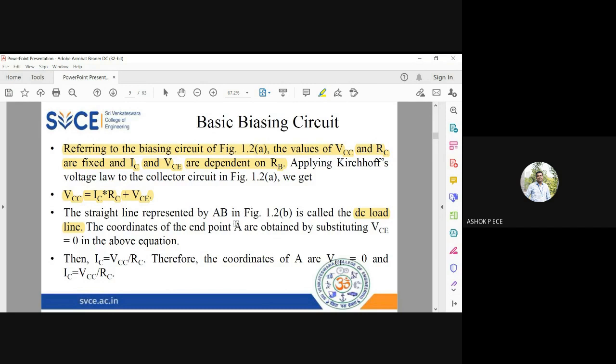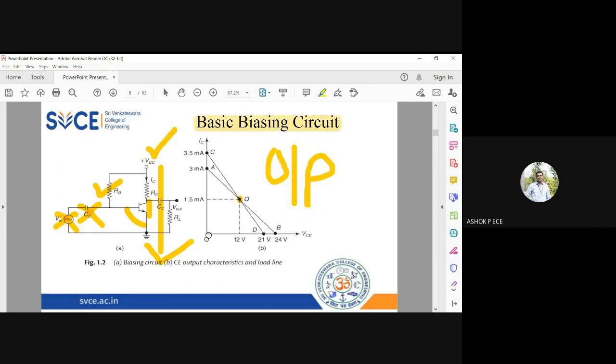I will consider 1 point on the x-axis. On the x-axis, you know the y value will be 0, so I will get 1 point. I will fix 1 point on the y-axis where the x value will be 0. Once I get the 2 points, I'll join them and I'll get the load line. Okay, same way I'm also going to do that.